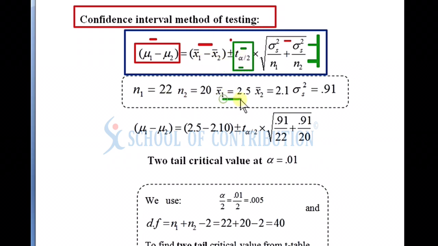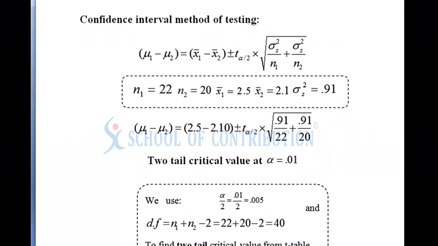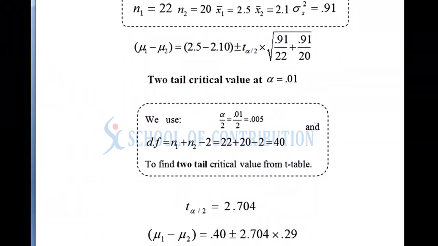Now from the math we know that our first sample mean is 2.5, second sample mean 2.1, our combined variance is 0.91, first sample size is 22, second sample size 20. Now what is the total critical value of t? To find it, we follow a process. First we divide alpha by 2. From the math, our alpha is 1%. If we divide by 2, we get 0.005 significance level, and we have to calculate degrees of freedom.